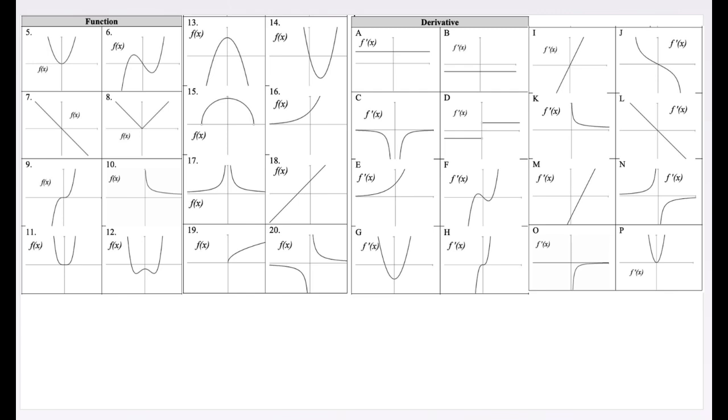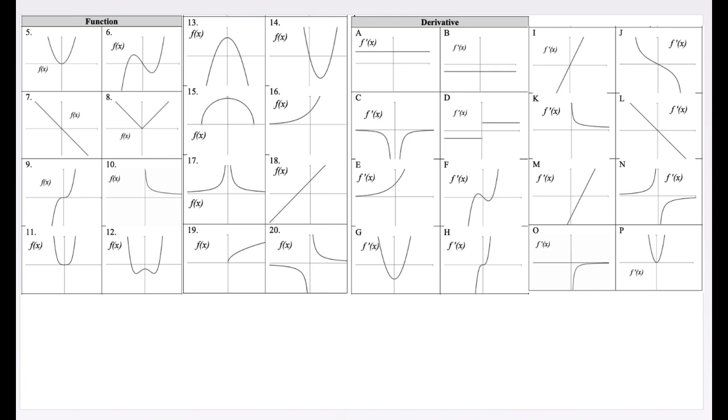So when the original graph is increasing, the derivative is going to be positive. And when the original graph is decreasing, the derivative is going to be negative. And any place you have a maximum or minimum value where it changes from increasing to decreasing or decreasing to increasing, that means the derivative is going to be 0 at those places. And it's going to cross the x-axis. Now, there could be a place where the derivative is 0 and it doesn't change from being positive to negative or negative to positive. And that would be a place on the original graph where you would have a horizontal tangent, but it would stay increasing or stay decreasing.